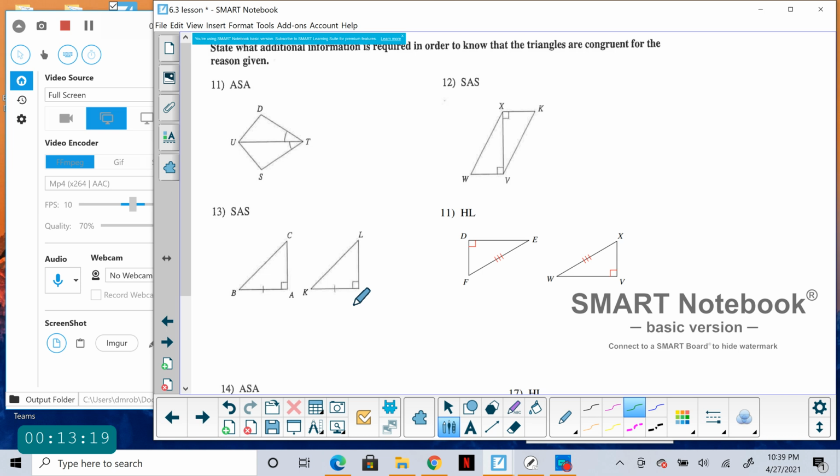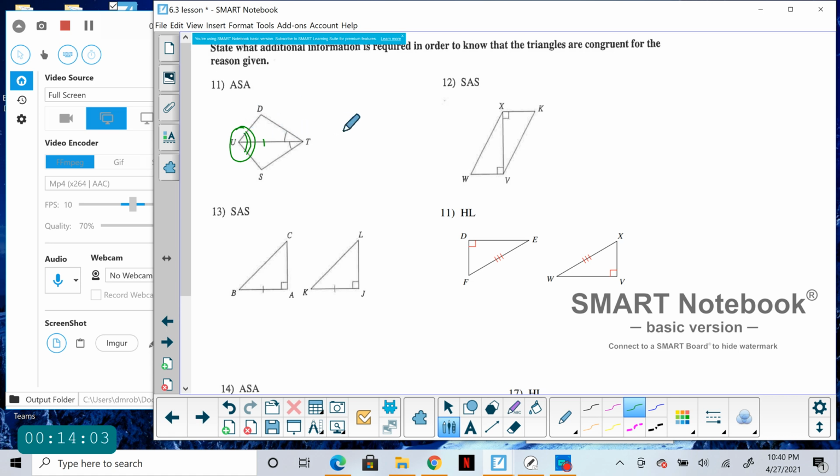So here we want to determine what additional information is needed to show that the triangles are congruent for the reason given. So here in number 11, we want to prove our triangles congruent by ASA. To do that, let's look at what we've got. We have the two angles here at T congruent. We have UT congruent because it's reflexive. So angle, side, angle means we'd need another angle. So we'd need the angles at U to be congruent in order to prove it by angle, side, angle.